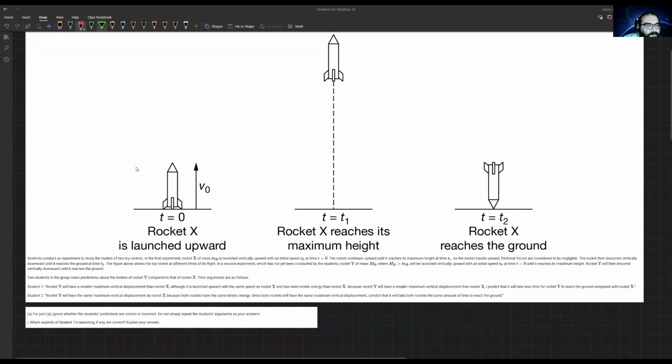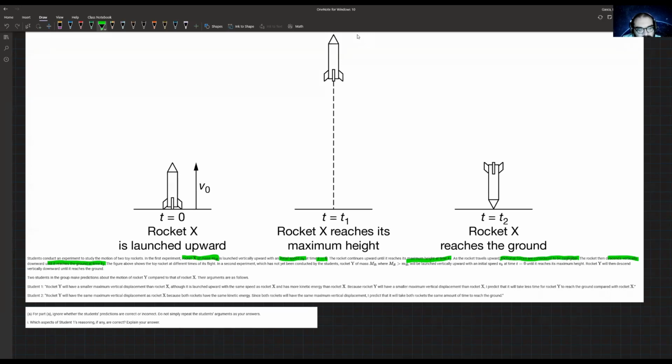It reads, students conduct an experiment studying the motion of 2 rockets. In the first experiment, rocket X has a mass m_r and is launched vertically with an initial speed of v0 at time t equals 0. The rocket continues upward until it reaches a maximum height at time t1. As the rocket travels upwards, frictional forces are considered to be negligible. The rocket then descends vertically until it reaches the ground at time t2. The figure above shows the toy rocket at different times in its flight.